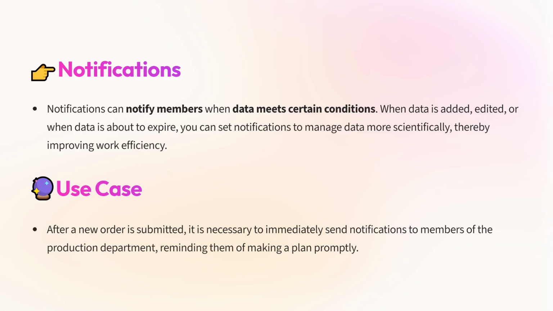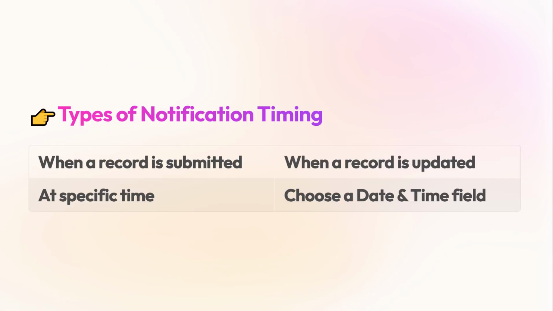Here is a use case. After a new order is submitted, it is necessary to immediately send notifications to members of the production department, reminding them of making a plan promptly. There are 4 types of notification timing. Let's look at them one by one.